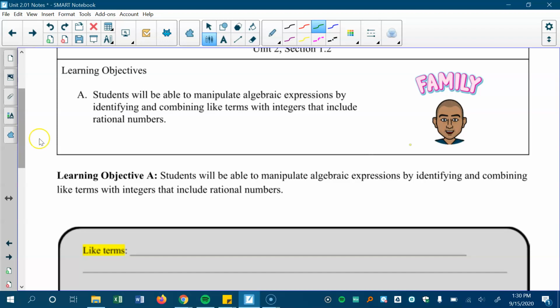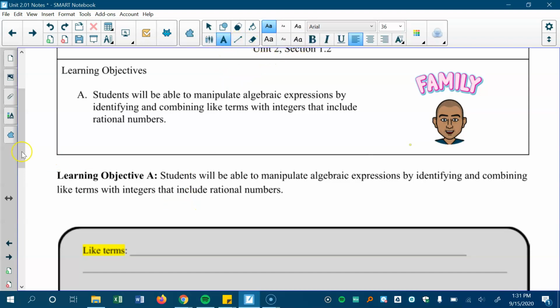Things that you might need for these notes are paper, pencil, and calculator, and some colored utensils such as colored pencils, colored crayons, colored pens, anything that has a lot of different colors in it, because we'll use that to identify different terms in the problems that we're doing.